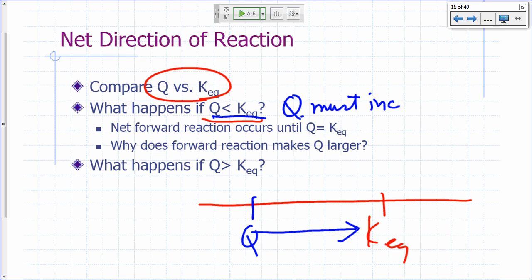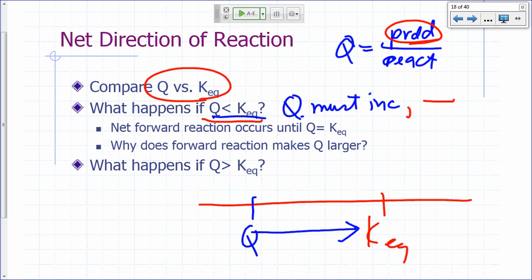How can Q increase? How do you calculate Q? Something that depends on the products over something that depends on the reactants, right? How can you increase Q? You make more products, right? So you need to shift to the right. So we say there will be a net forward reaction until Q becomes equal to KEQ. So this is an easy way to remember it. If Q is less than KEQ, the reaction is going to shift forward until Q becomes equal to KEQ. Okay? So the forward reaction makes Q larger because that's going to give you more products. So your numerator is going to increase.